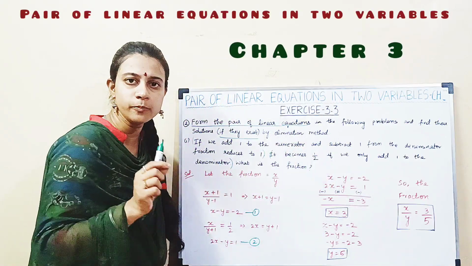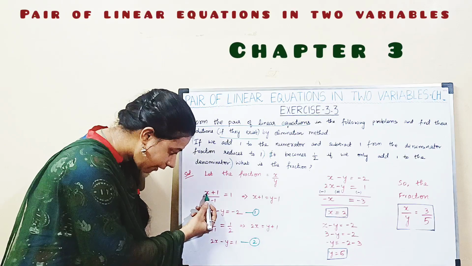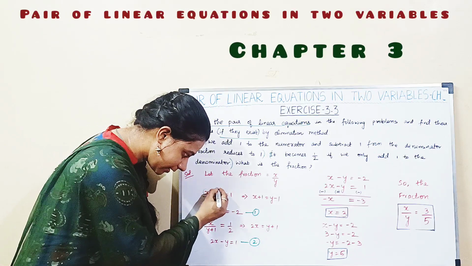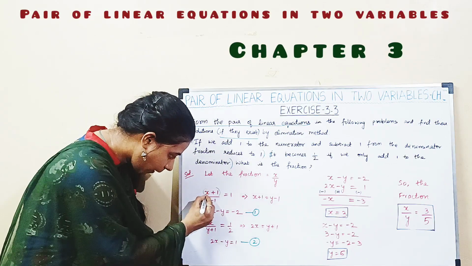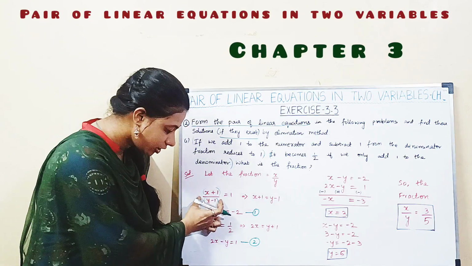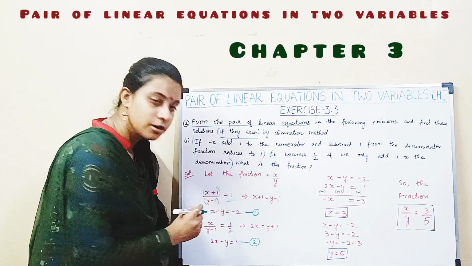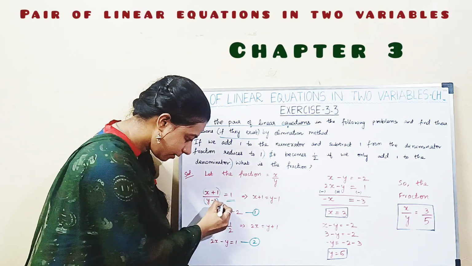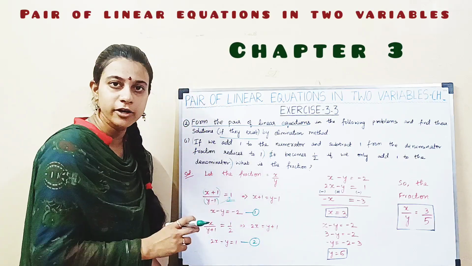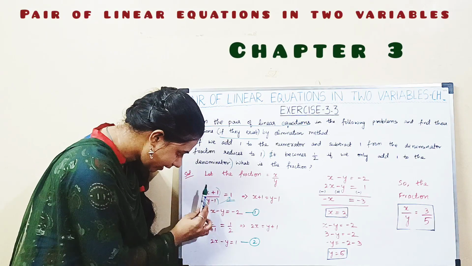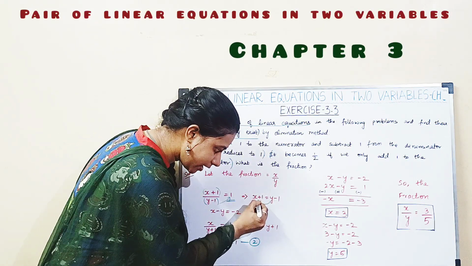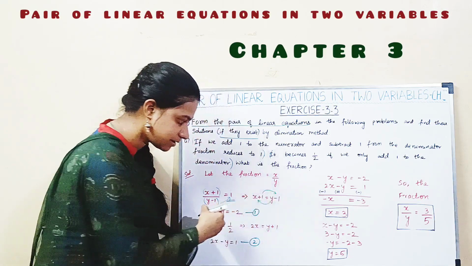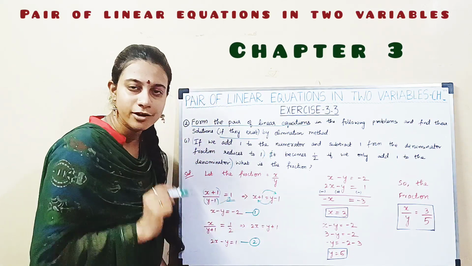the fraction reduces to 1. So we are adding 1 to the numerator, that is x plus 1, and subtracting 1 from the denominator, that is y minus 1. The fraction reduces to 1. Now with this condition, by the cross multiplication method, we are going to find the linear equation. So what we will get? x plus 1 is equal to y minus 1, and bringing the variables to one side and constants to the other side, we get x minus y equals minus 2. This will be our first equation.